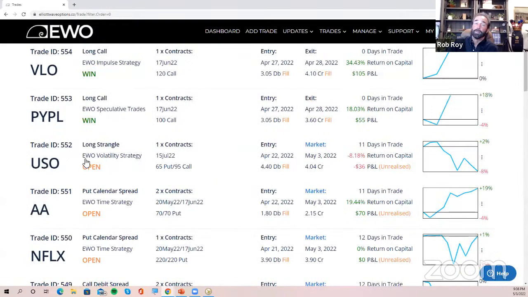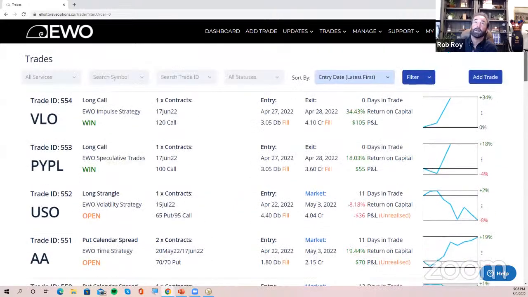So we're still waiting on this breakout of USO out of its triangle. And here's a calendar spread that's working great here on Netflix, or excuse me, on Alcoa. Netflix is down here. We have a time strategy on it as well. And we're already up to 20% in 11 days on the time strategy. And that's the one I was telling you about that offsets that. So that gives you an idea of how our alert service works. This is the page where all our alerts are sent out.